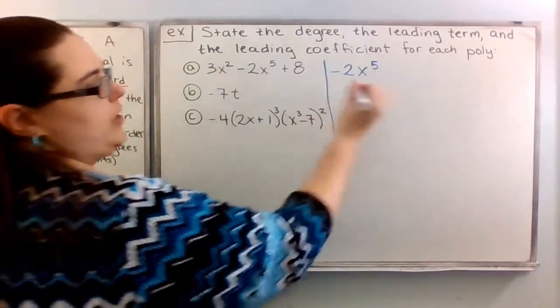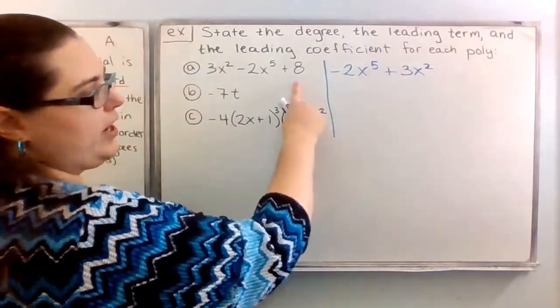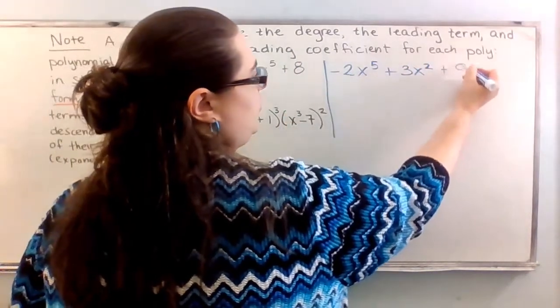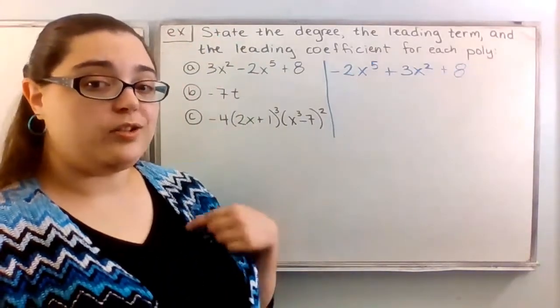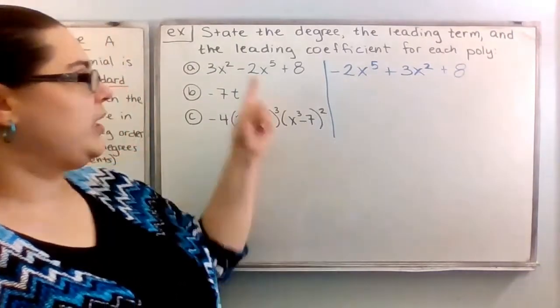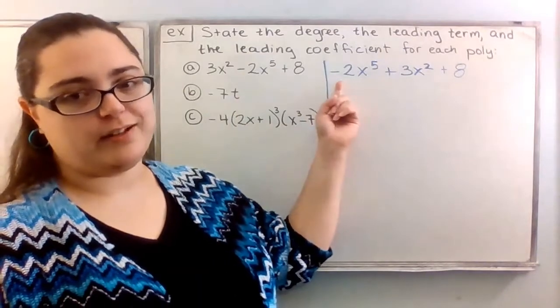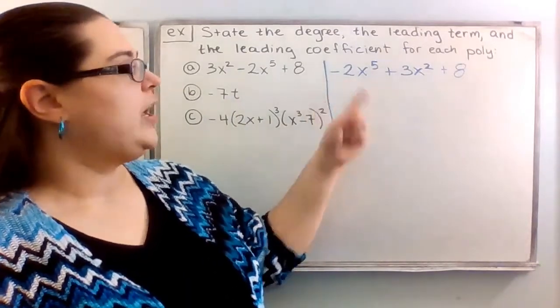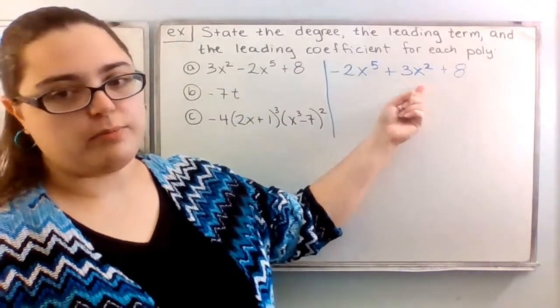Then I would have the 3x squared. And then I would have the 8. Notice that when I'm rearranging the terms, I'm using the operation that's in front of them also as the sign. So here we were subtracting 2x to the fifth. That means we have a term of negative 2x to the fifth. And 3x squared, we have our plus 3x squared because it was a positive.